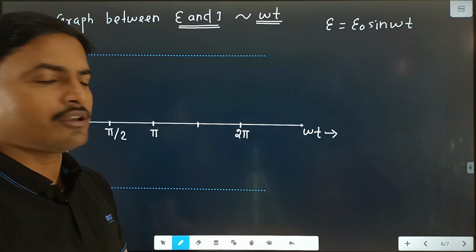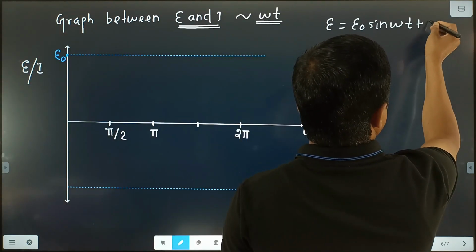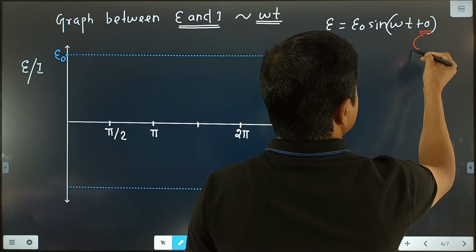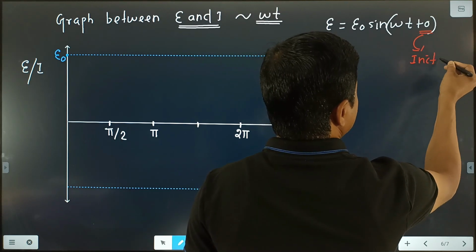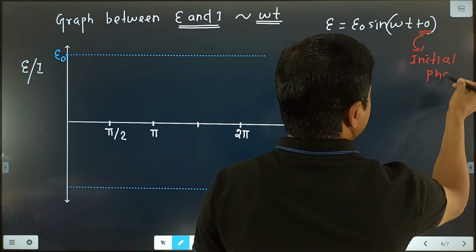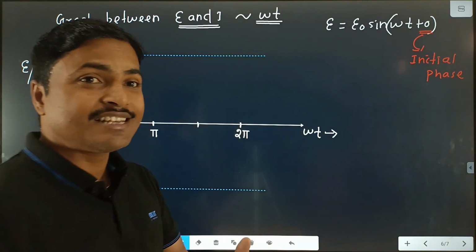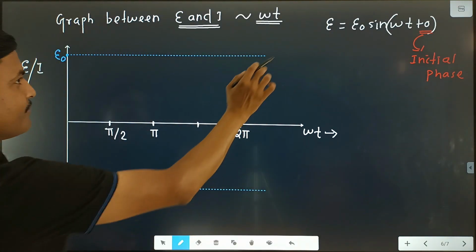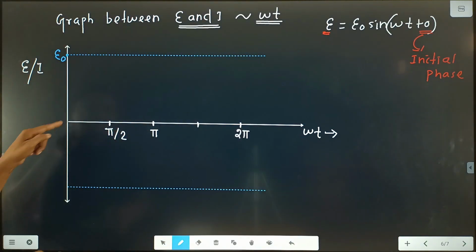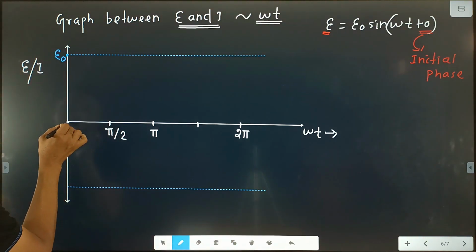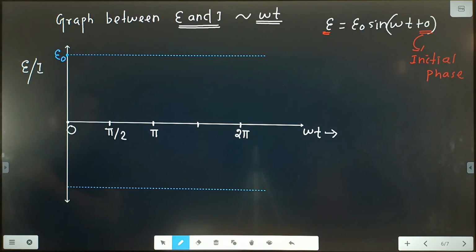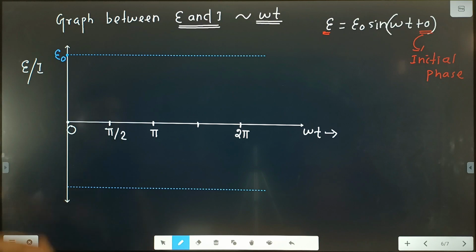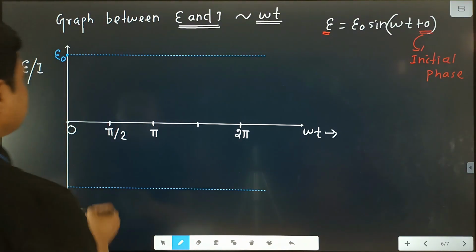Phase is omega t, or you can also write omega t plus 0. This plus 0 is known as the initial phase. That means the initial phase of the EMF is 0. That means the EMF or alternating voltage starts from 0. This point is the origin, where the phase is equal to 0. Here the initial phase is 0. So the EMF starts from this point, and we draw the graph for the EMF.